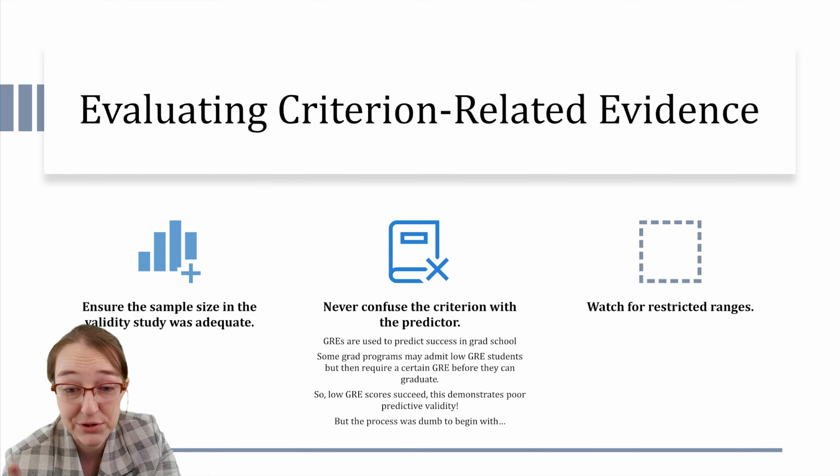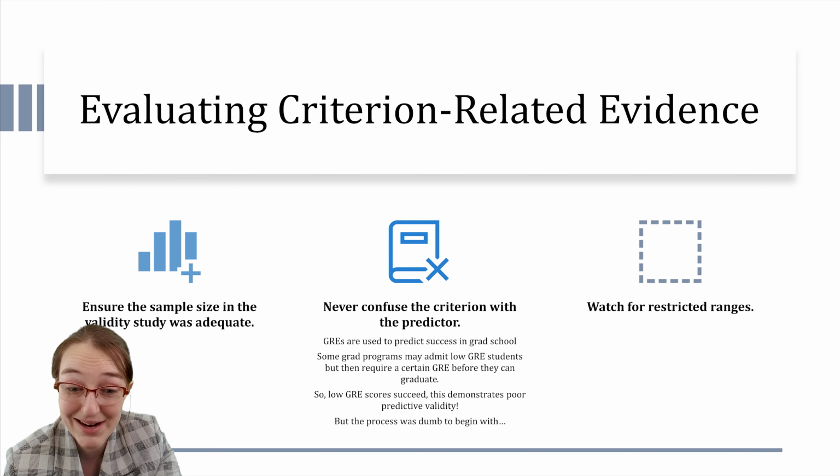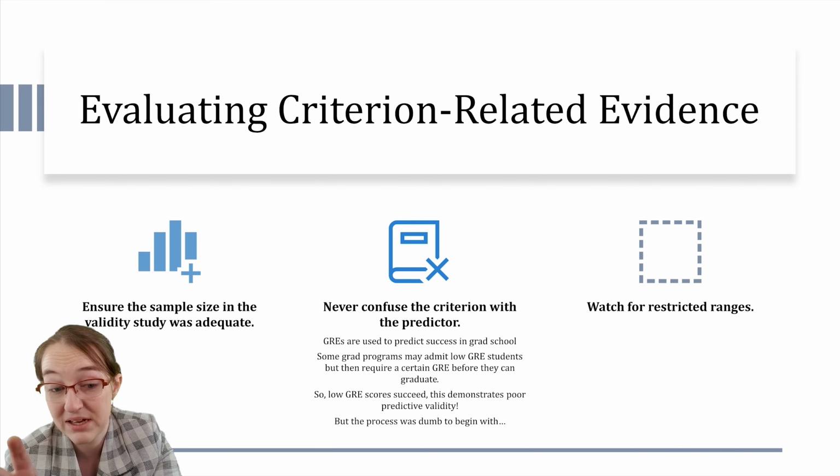Think about GREs, for example, those of you that are coming up. So GREs are used to predict success in grad school. Some graduate programs may admit low GRE students, but then require them to have a certain GRE before they can graduate. So low GRE score succeeds, and this demonstrates poor predictability.